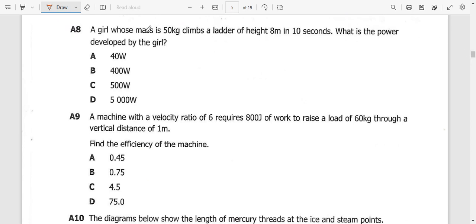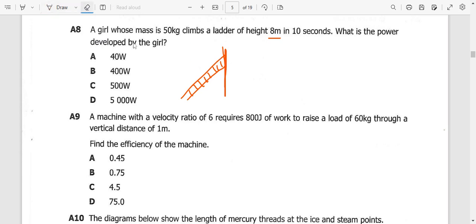Question 8. A girl whose mass is 50 kg climbs a ladder of height 8 meters in 10 seconds. What is the power developed? So you have got, let's say, a hole here, and then you have got a ladder. They have told us that a girl of mass 50 kg climbs a ladder of height 8 meters in 10 seconds. Now they've just told us a ladder of 8 meters, meaning that the ladder is straight, okay?